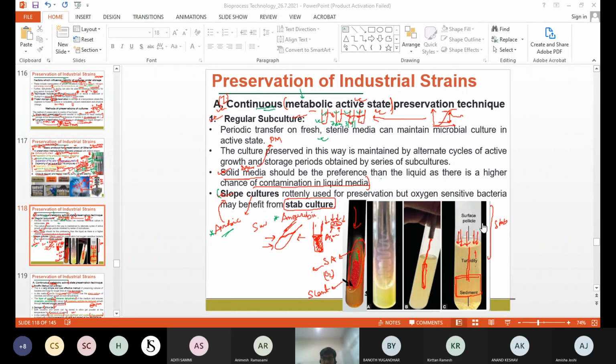Rituraj, yes sir, can you tell the answer? We have the slope culture and the stab culture. If you have an aerobic system or an anaerobic system, which type of slope or stab culture will we go for?